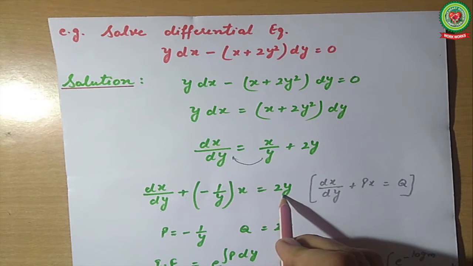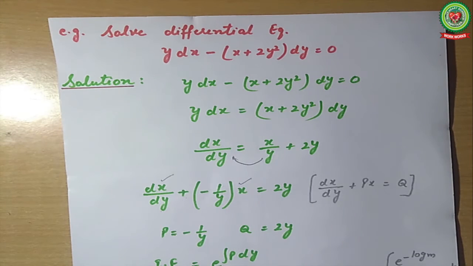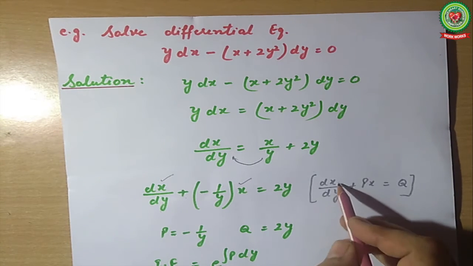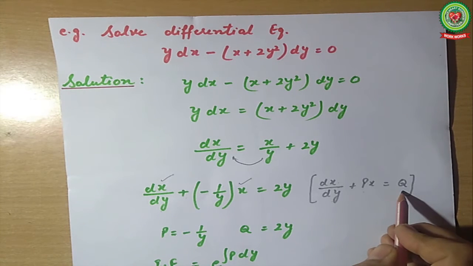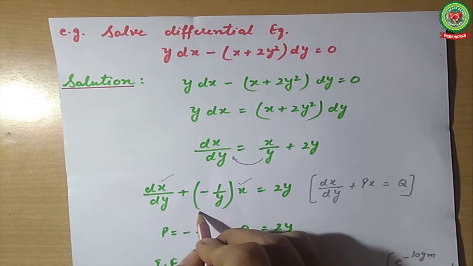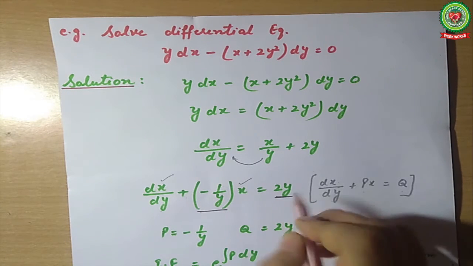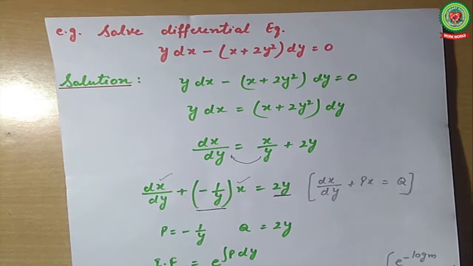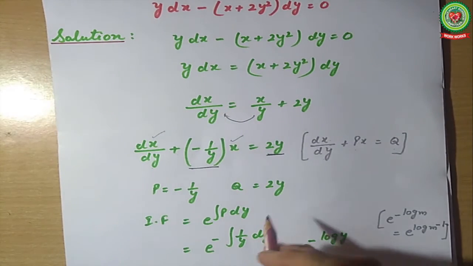What type of differential equation is this? Because x is there, it is of the type dx upon dy plus px is equal to q. Now, we will identify p and q. That is the value of p, and that full side is the value of q. So p is equal to minus 1 upon y and q is equal to 2y.